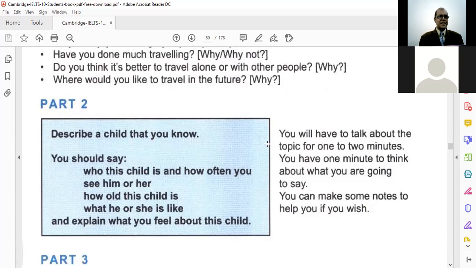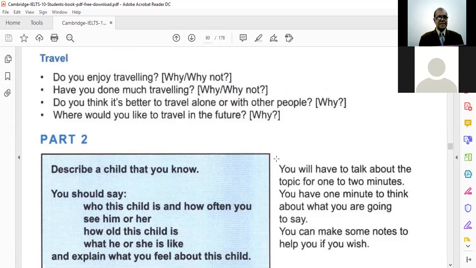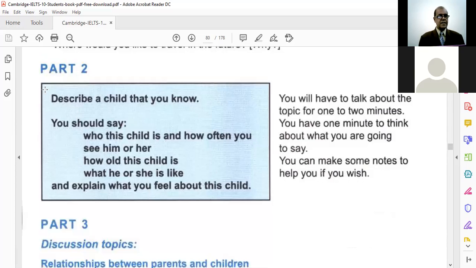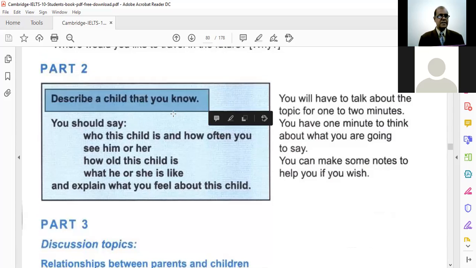Now, the next part, part two of the test, is that you will have to talk about a topic for one to two minutes. You have one minute to think about what you are going to say. You can make some notes to help you if you wish. The topic is: describe a child that you know. So this is a personality. Describing personality is very common in this test. Be very particular about describing a person and describing a place.